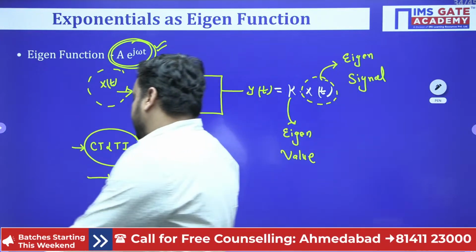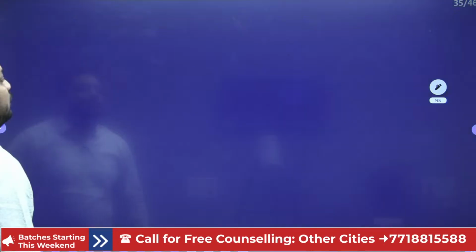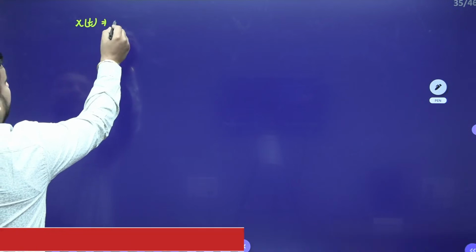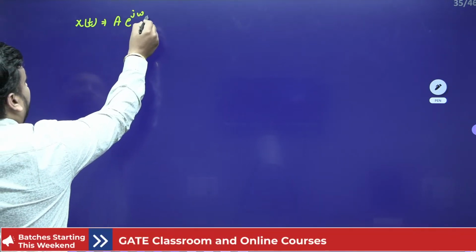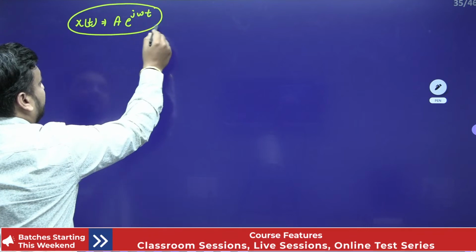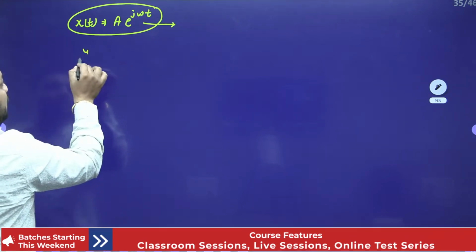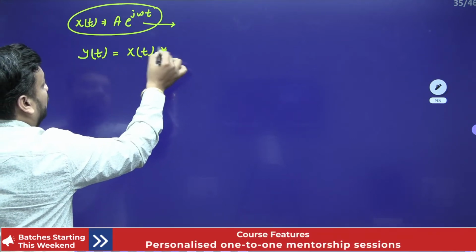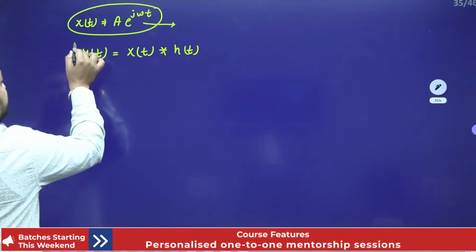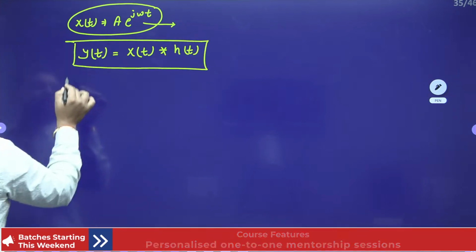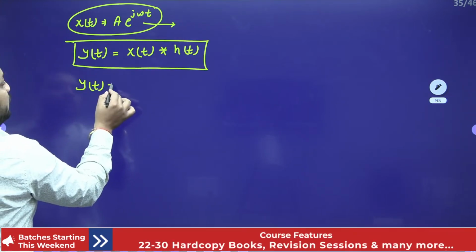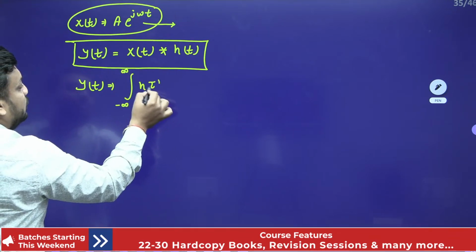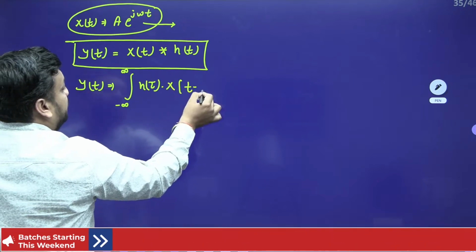Now I am going ahead. If I take my signal x of t as e to the power j omega t, I want to check whether this signal is actually working as an eigensignal or not. So how to apply? I am applying the convolution formula, because to generate the output we should apply convolution. So y of t is x of t convolved with h of t. And you know that the convolution formula is commutative, so I can also write it as the integral of h of tau times x of t minus tau d tau.